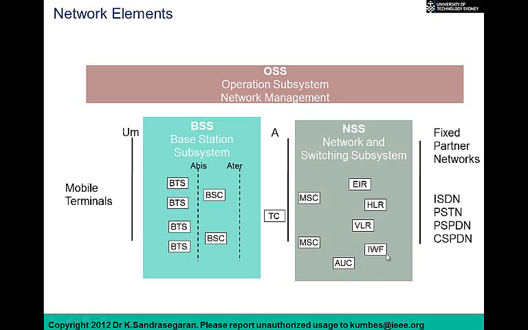Within the network subsystem, we have a number of different network elements. We have the MSC, and we have the EIR, HLR, and VLR. These are all different databases within the system, and also the authentication center. The network subsystem essentially gives you connectivity to external networks such as an ISDN network, a PSTN network, or a data network, a packet switched public data network or a circuit switched public data network.